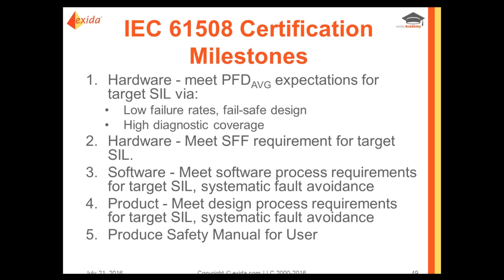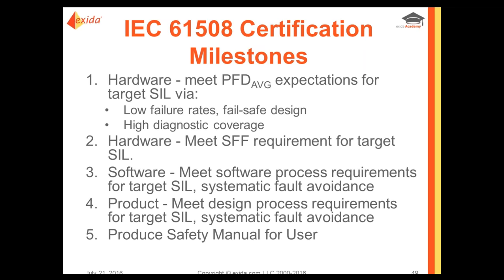When you are doing the IEC 61508 certification, there are different milestones in the certification process. You first look to make sure that the hardware meets a PFD average for an expected or targeted SIL level. So you're going to look at failure rates, a fail-safe design, and diagnostic coverage, and you're going to look at failure rates through the PFD average calculations. You're also going to look at hardware. You're going to make sure that, in some instances, it meets the safe failure fraction, or Route 1H, but for others, especially simple mechanical devices, you're going to make sure that the technology has been proven in use, or Route 2H.